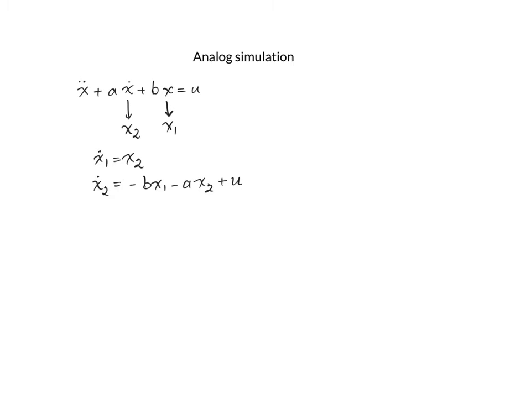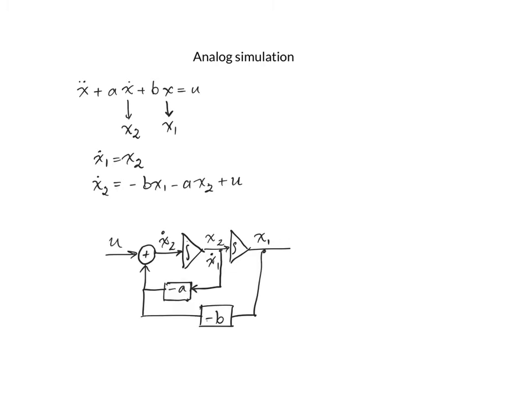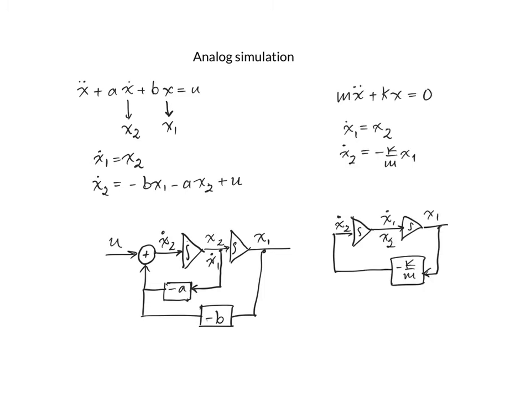Take a look. The first equation is an integral. I mean, the integral of x2 equals x1, right? And also x2 is the output of another integrator. x2 dot is a sum. We add a proportion of x1, a proportion of x2, and also u, which is the input. For the last example, we have our simulation diagram.